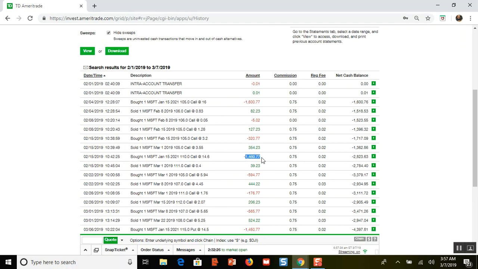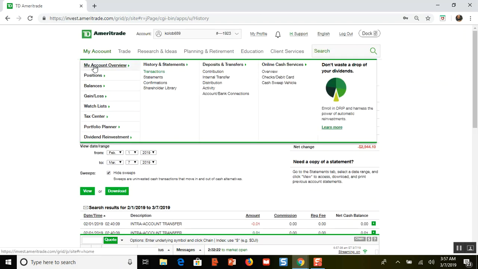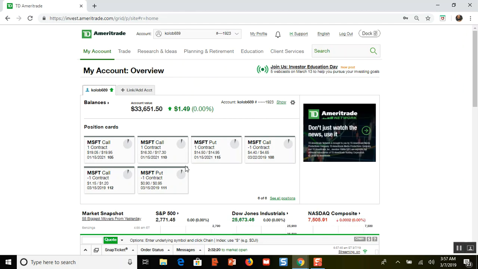I spent $1,460 for a $110 call. And if we look at my $110 call, the bid is $1,630, the ask is $1,730, so maybe $1,680. So I'm up about $250 on my $110 call.